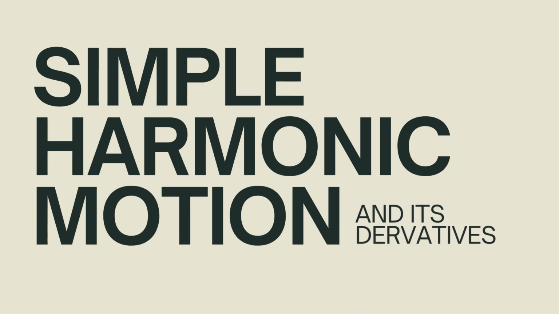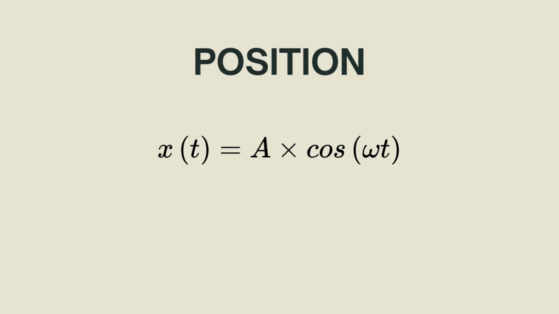Hello everyone, in this video we will be talking about simple harmonic motion equations as well as their derivatives. When dealing with simple harmonic motion, we will be given the position function, represented as x as a function of time, where A is the amplitude, we use cosine, omega is the angular velocity, and t of course is time.